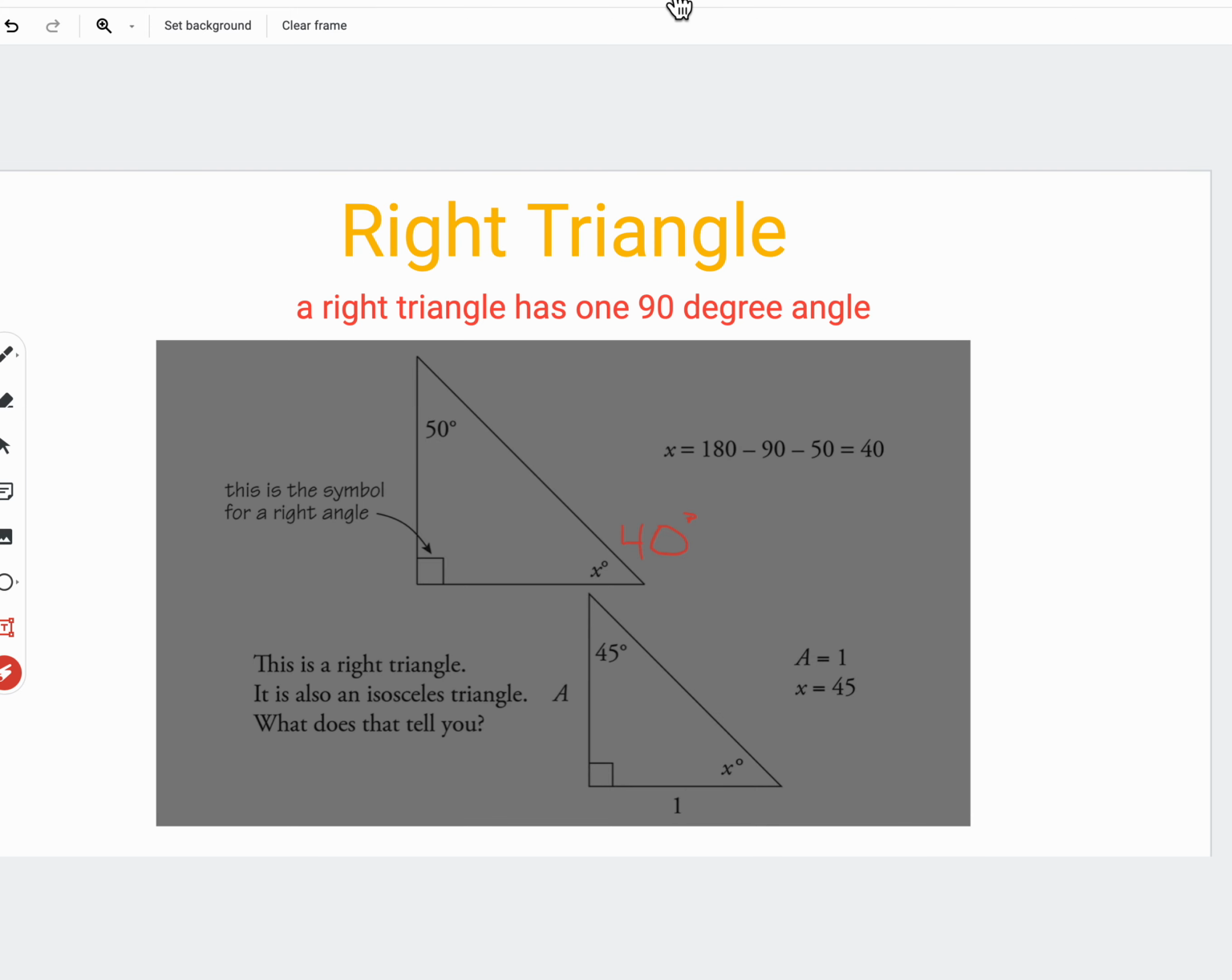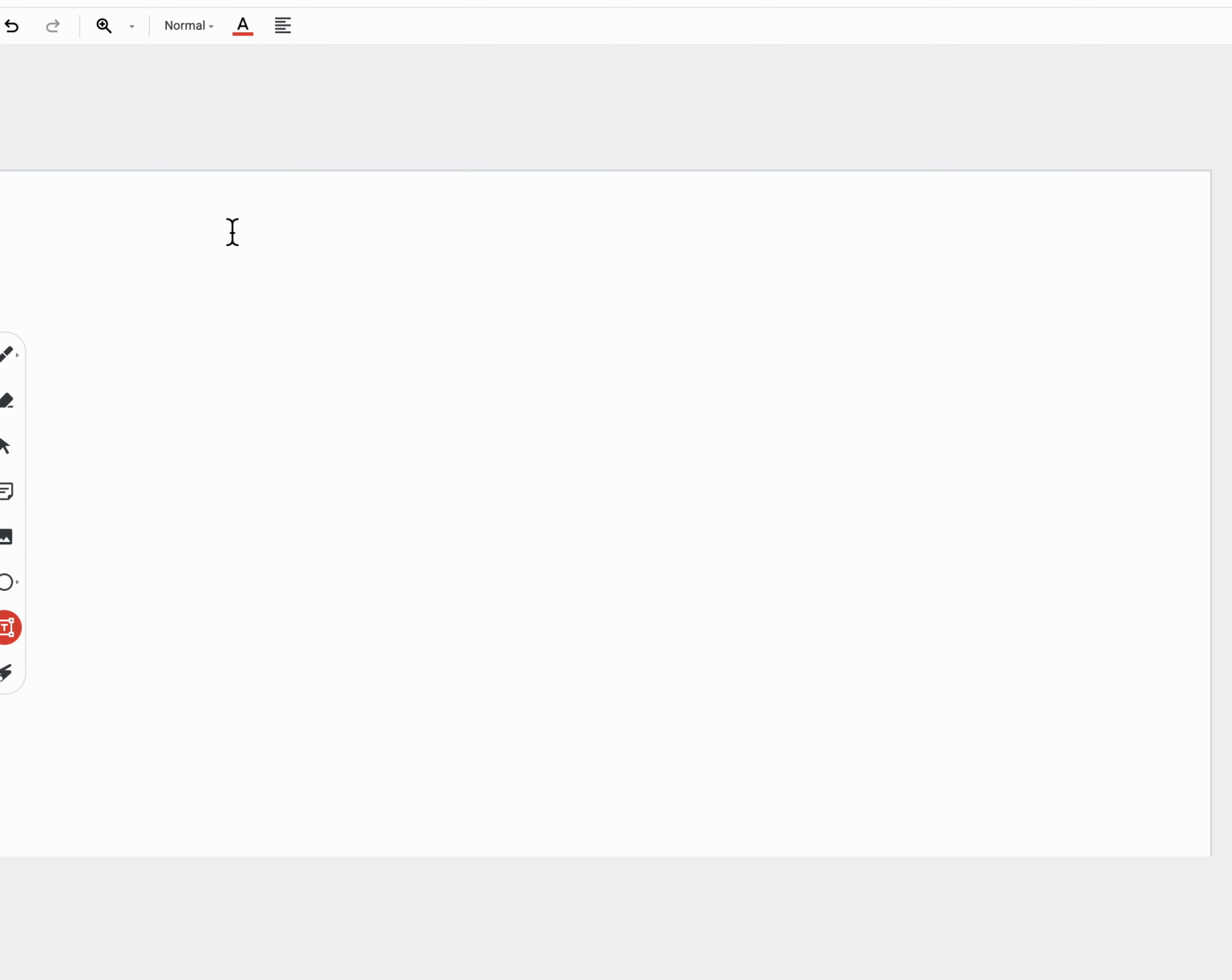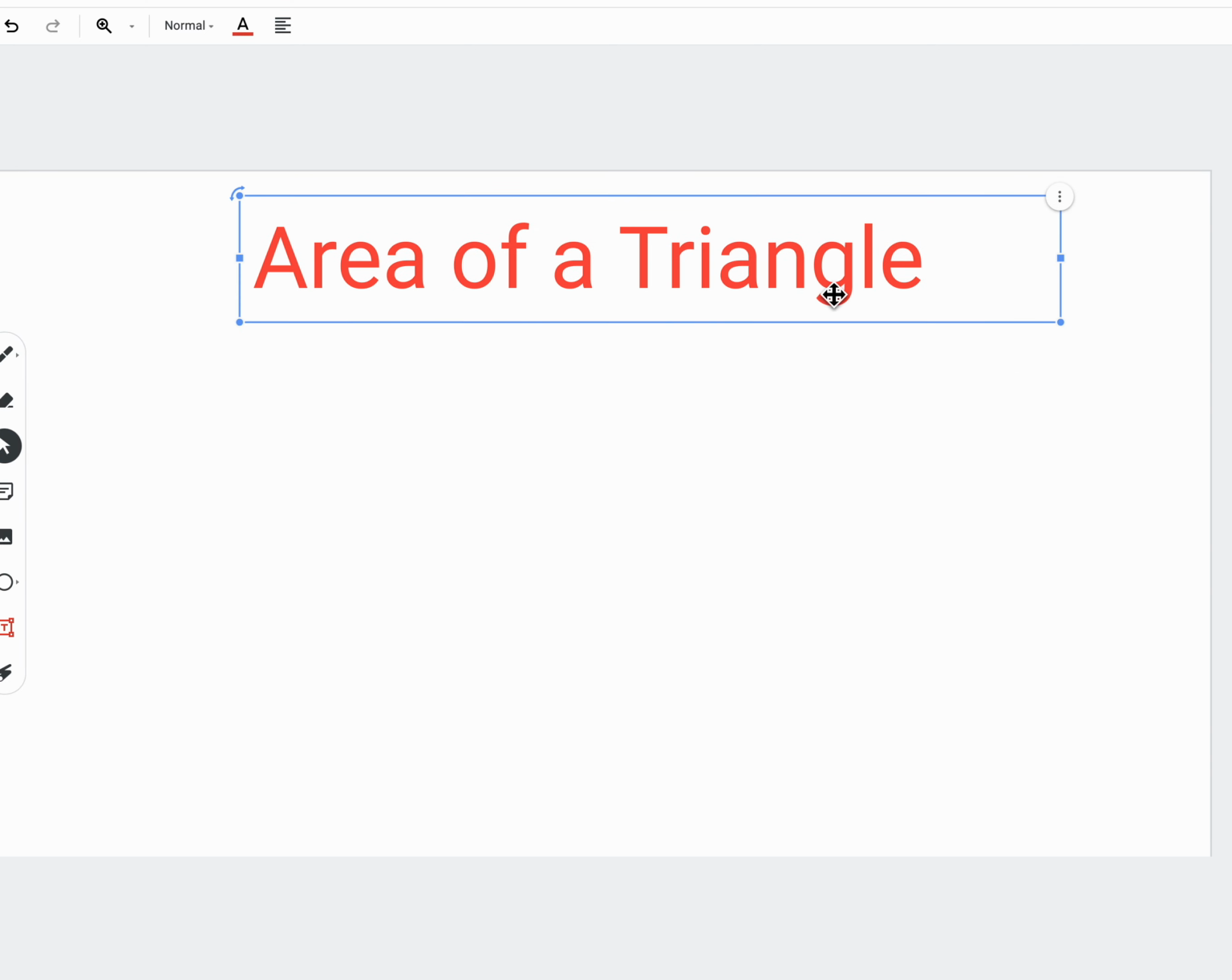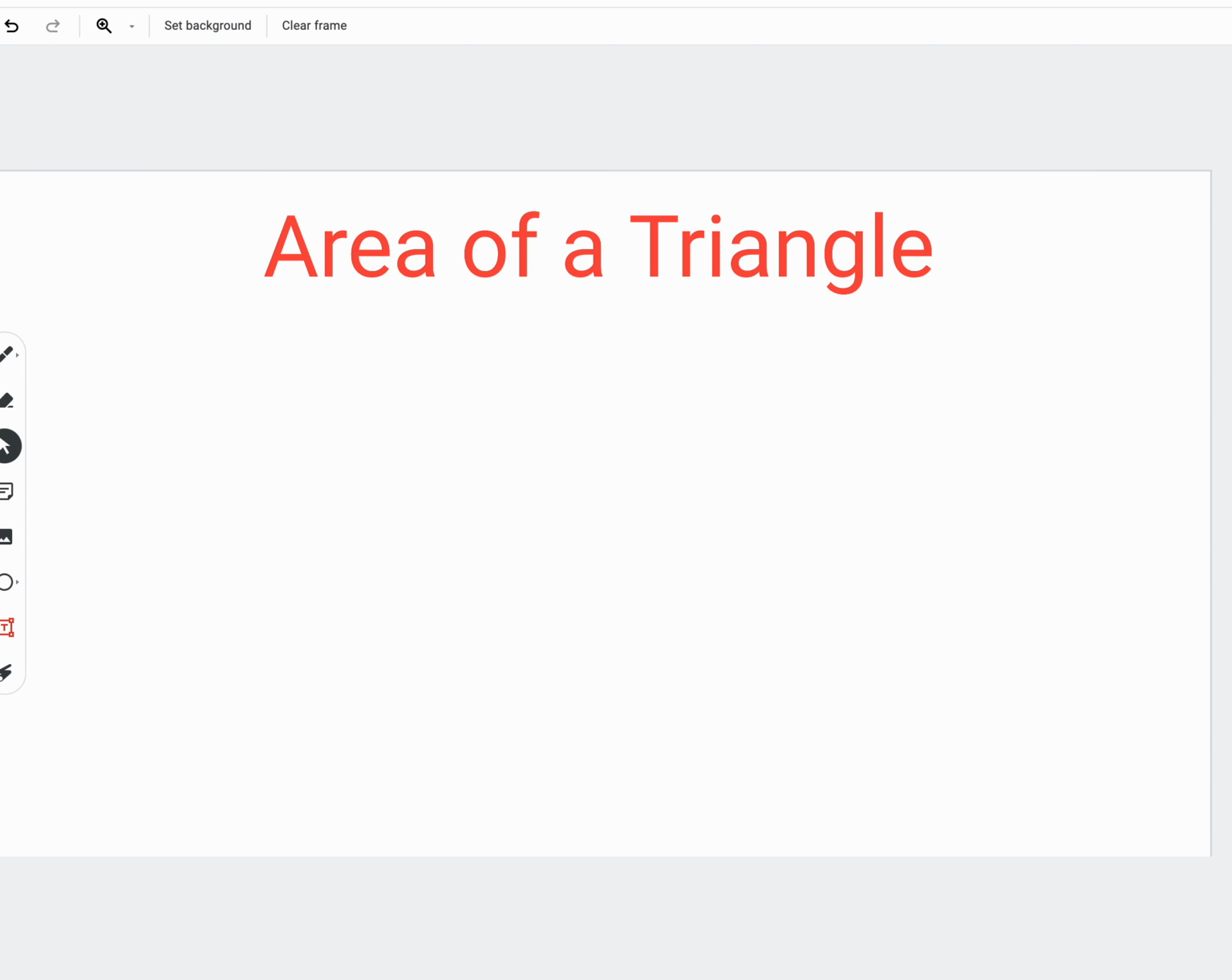Now let's take a look at area of a triangle. To find the area of a triangle, we will multiply 1/2 by the length of the base by the length of the triangle's height, or 1/2 times b times h.